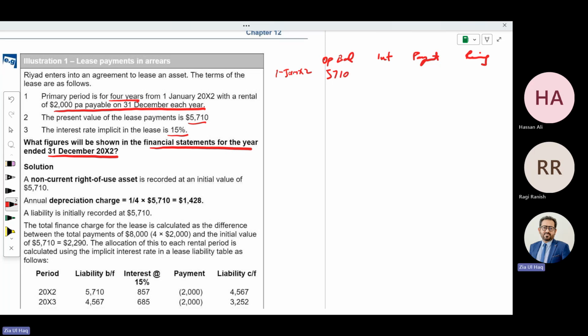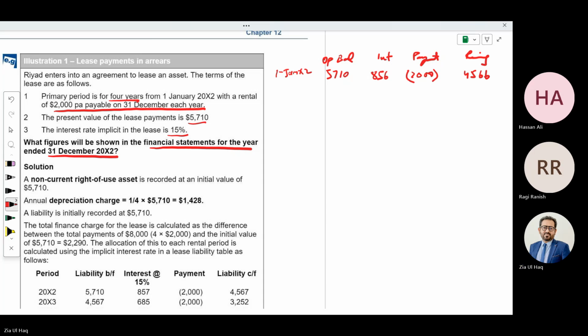What's the interest? 15% of 5710? 856.5, and we are making payment of how much? 2000. What's the remaining balance? 4566. So this is the closing balance.